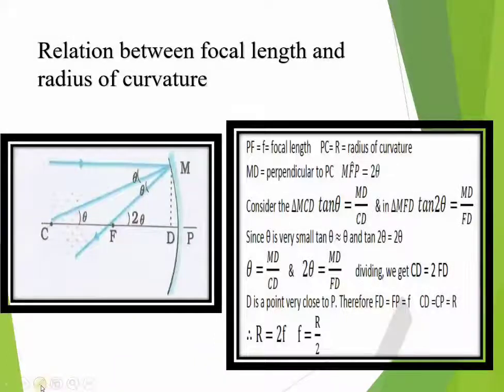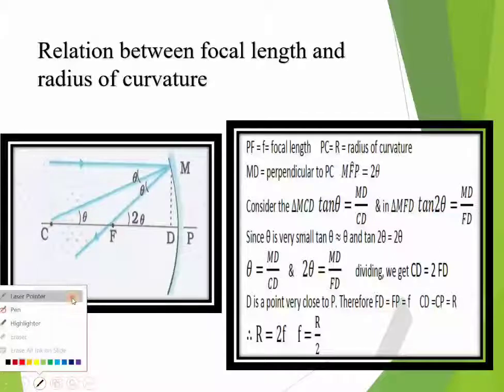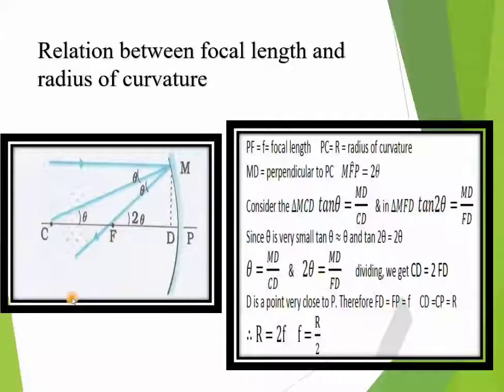Now you have used the formula in 10th standard, relation between focal length and radius of curvature. Now in class 12th, it's time to derive the relation. So in deriving, we take a concave mirror. We draw the principal axis. The point which divides the mirror into two equal parts is known as the pole.